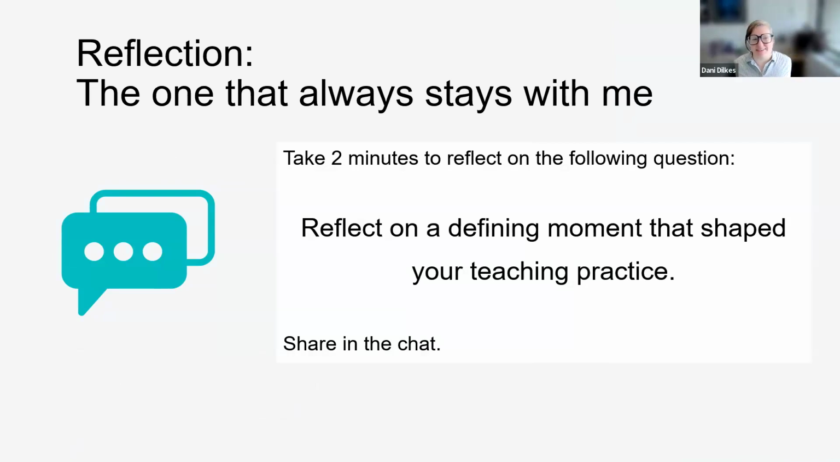So before we jump in, we wanted to invite individual reflection. And the title of this reflection is called The One That Always Stays With Me. It's really about thinking back on your experience in education, either as an educator or as a student, and thinking about those defining moments, those defining stories that change how you understand education, how you approach education, and how you practice teaching and learning.